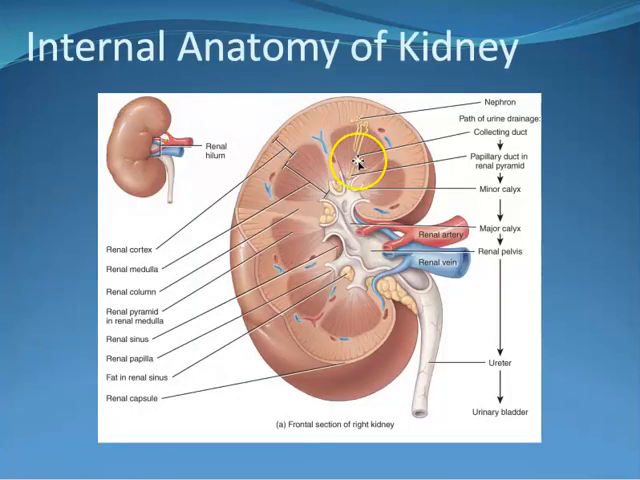Now, as we take a look at the internal anatomy of the kidney, let me just back up one moment. You'll notice here again, there's that term hilus. Hilum is just singular. So that's just this area right here where you see these blood vessels entering and leaving, as well as this ureter leaving the kidney.